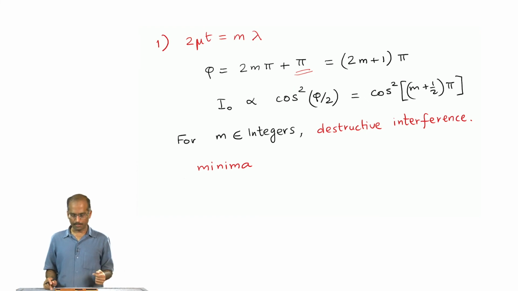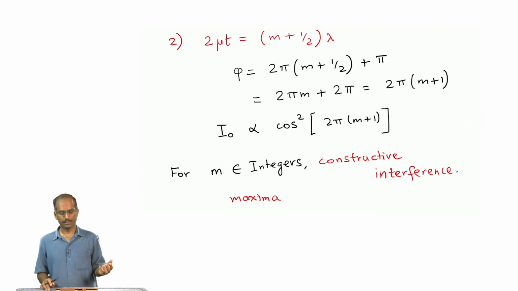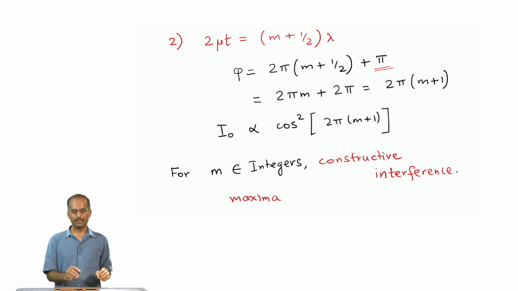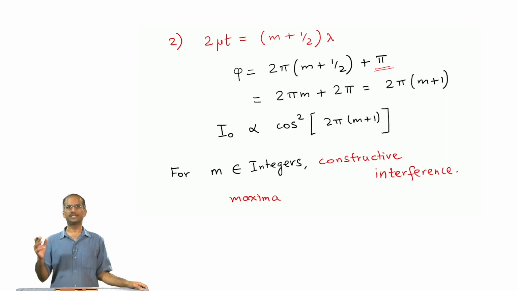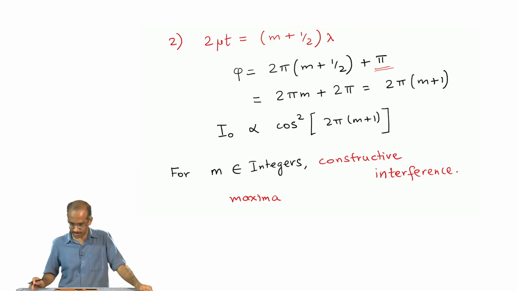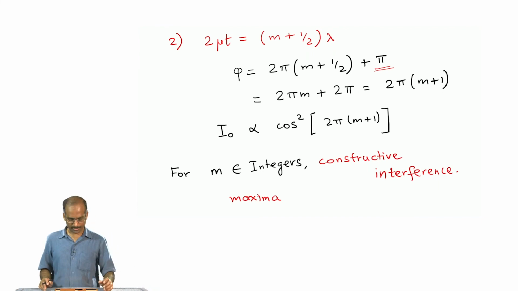Intensity is going to be minimum at these values. Similarly, one can analyze the other case. You take the path difference to be equal to m plus half times the wavelength, and as usual the effective phase difference is the usual phase difference that comes from this path difference plus an additional phase difference of pi that got generated due to reflection. So, simplify that, your effective phase difference is 2 pi times m plus 1. This is a case for constructive interference and we expect to see maxima.